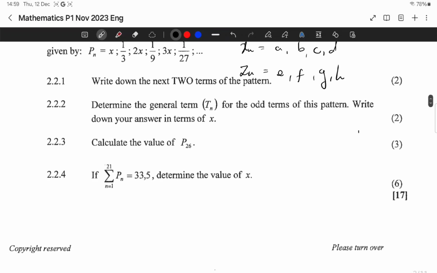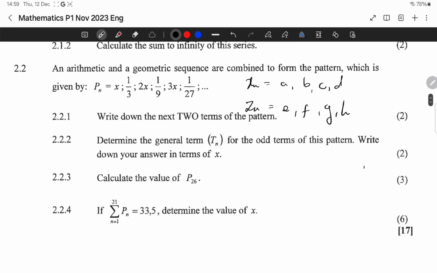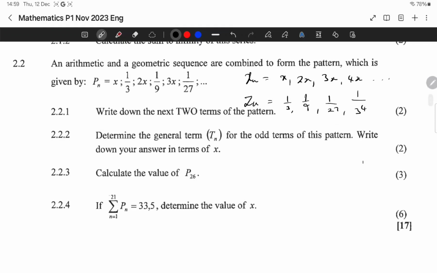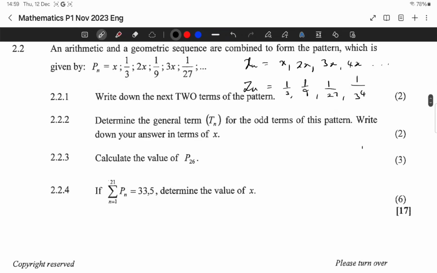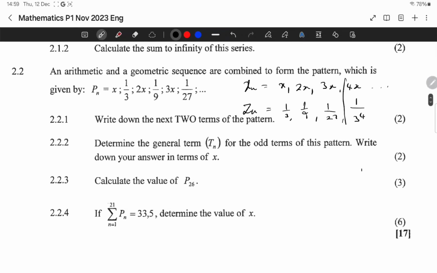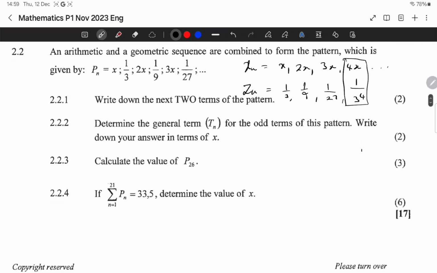So the two combined sequences there are x, 2x, 3x, 4x, and so on. And then for the geometric sequence, 1 over 3, 1 over 9, 1 over 27, 1 over 3 to the power 4, whatever that is. So the next two terms will have to come from these two places. Those are the next two terms.